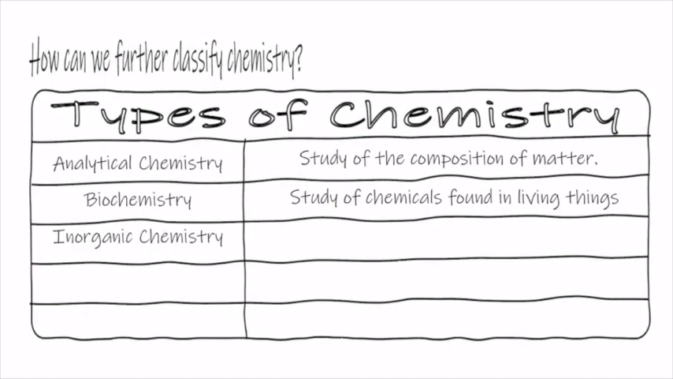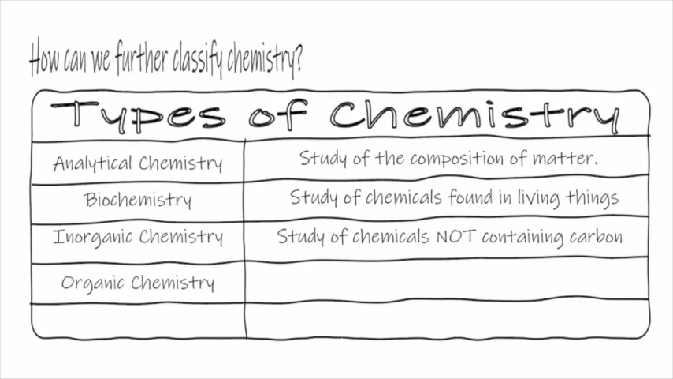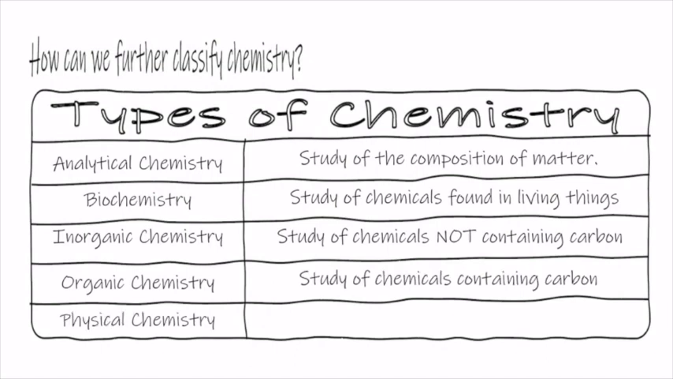Inorganic chemistry is the study of chemicals that do not contain carbon. And organic chemistry, the study of chemicals that do contain carbon. And physical chemistry, which is the study of mechanisms, rates, and changes that occur during chemical reactions.